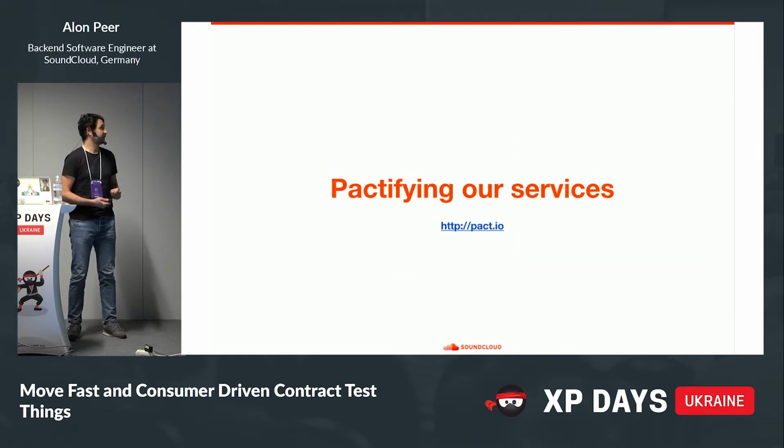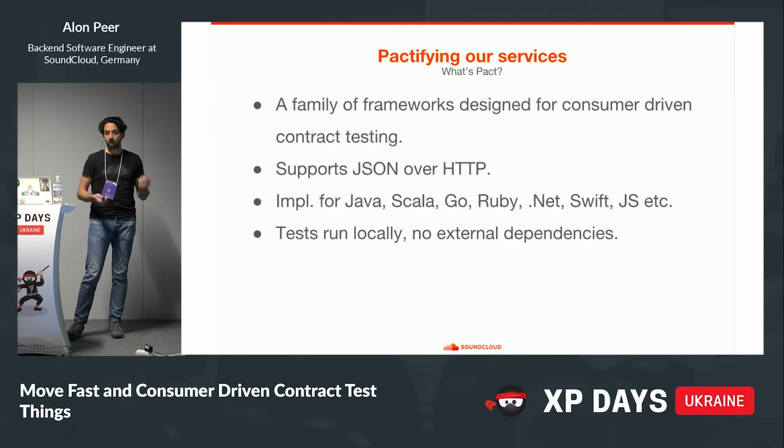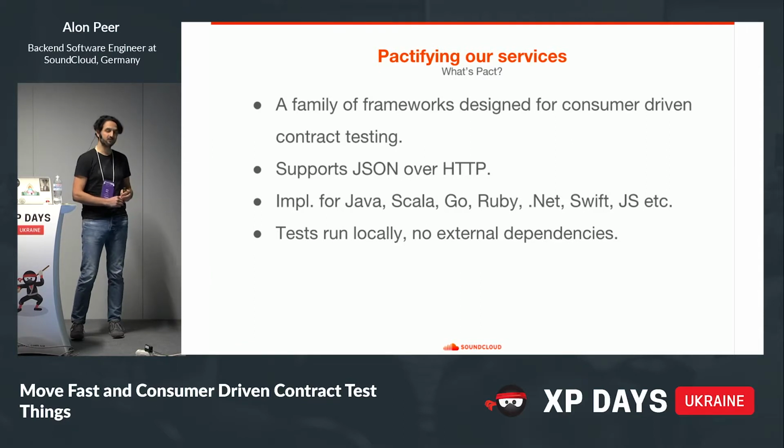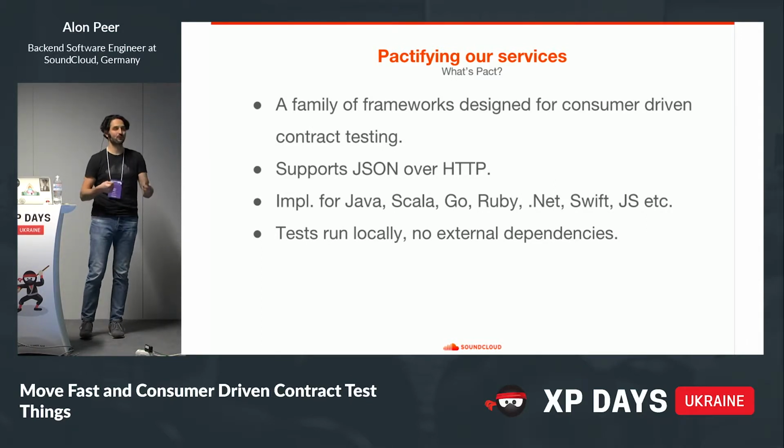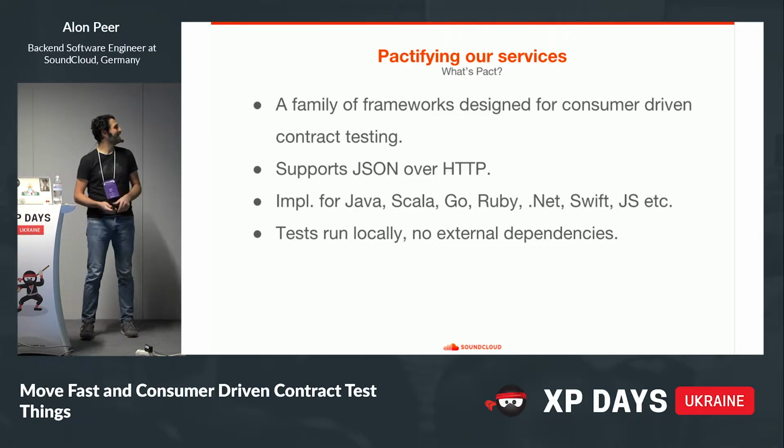So let's talk about Pact. Pact is a family of frameworks that were built specifically for the task of allowing you to implement contract tests. And they support mostly HTTP and JSON as the underlying format. In version 3, they also support messaging queues as well, although I don't have much experience with it. So if you have any questions about it, I'll be happy to try and talk to you about this, but I don't guarantee any answers.